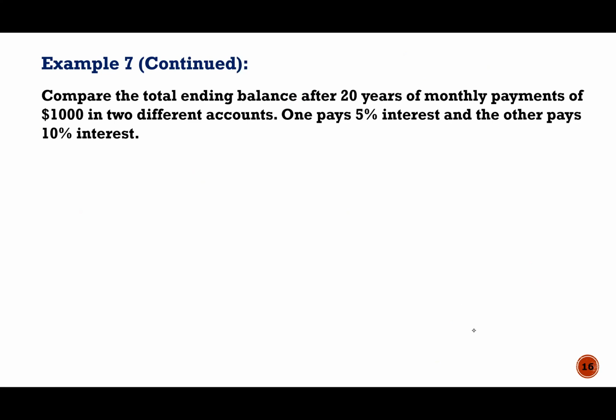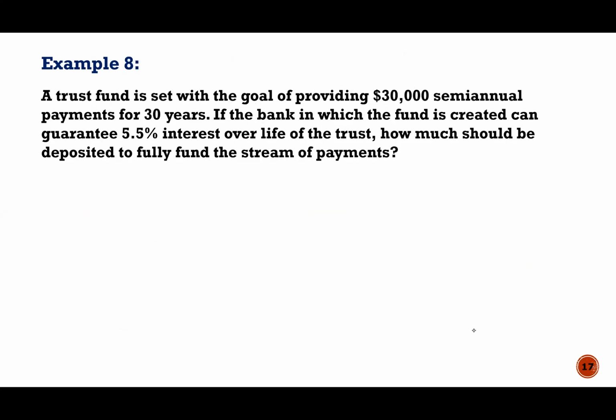Okay. Now, compare the total ending balance. Okay, yeah, we did that. Yes. All right, so now let's take a look at example 8. This is another type of a fund. It's called trust fund. Right? And usually those wealthy individuals, most of them will set up trust fund to provide payments for their descendants or family members over a fixed number of years, right?